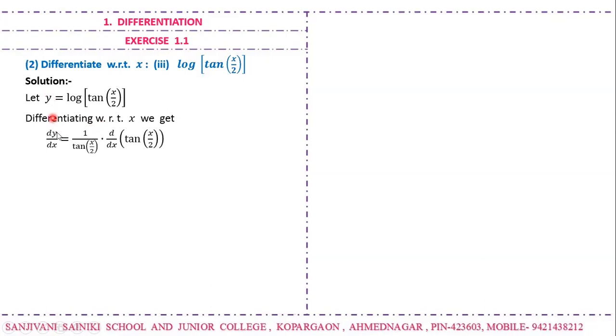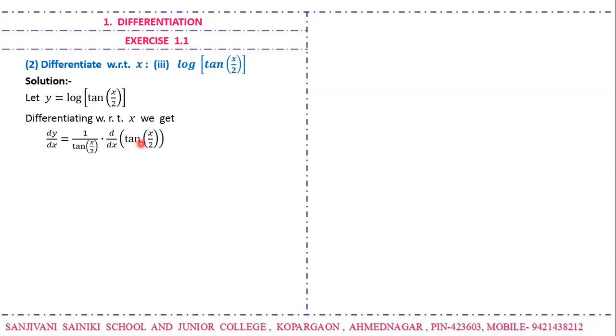So dy by dx is equal to log of f of x. So what is the derivative of log of f of x? It is 1 upon f of x into f dash of x. So 1 upon f of x means 1 upon tan x by 2 into f dash of x means d by dx of tan x by 2.